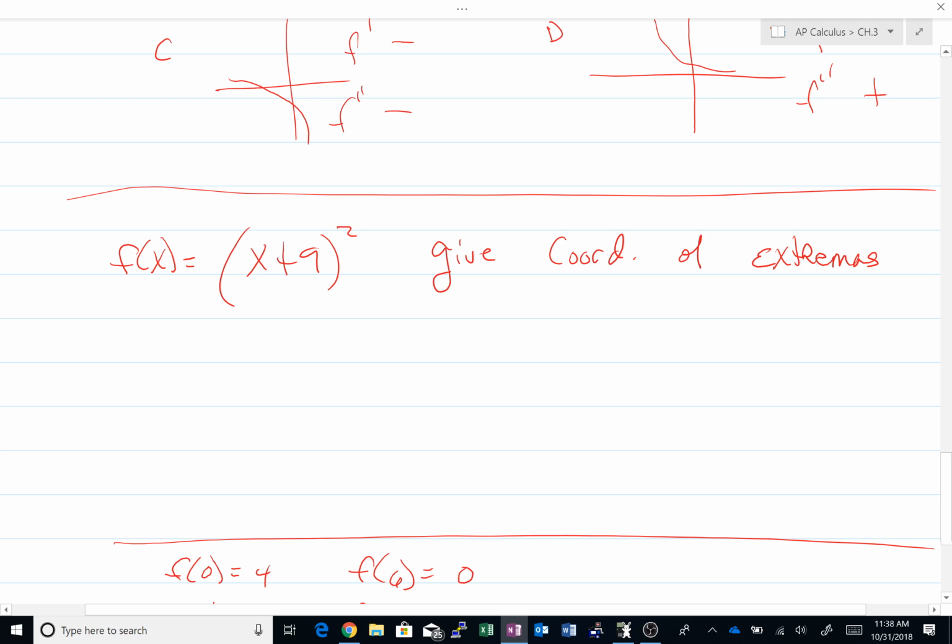All right, f of x equals this function. Give the coordinates of the extremas. I want to know the actual coordinate of where it occurs.